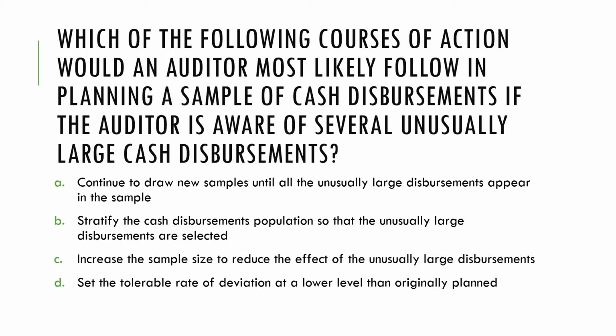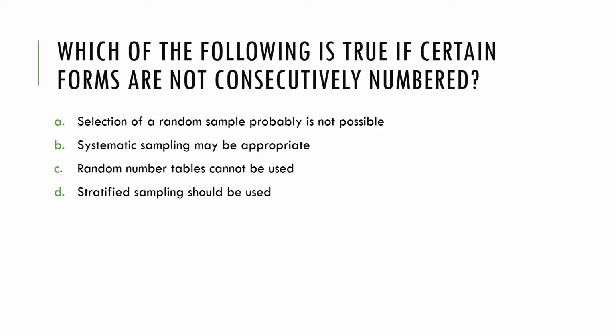So in this case, if there are several unusually large cash disbursements, the most efficient thing for the auditor to do is to stratify the population. That way, the auditor is assured that the unusually large disbursements have their own stratum and therefore has increased the chance of these unusually large cash disbursements to be part of your sample.